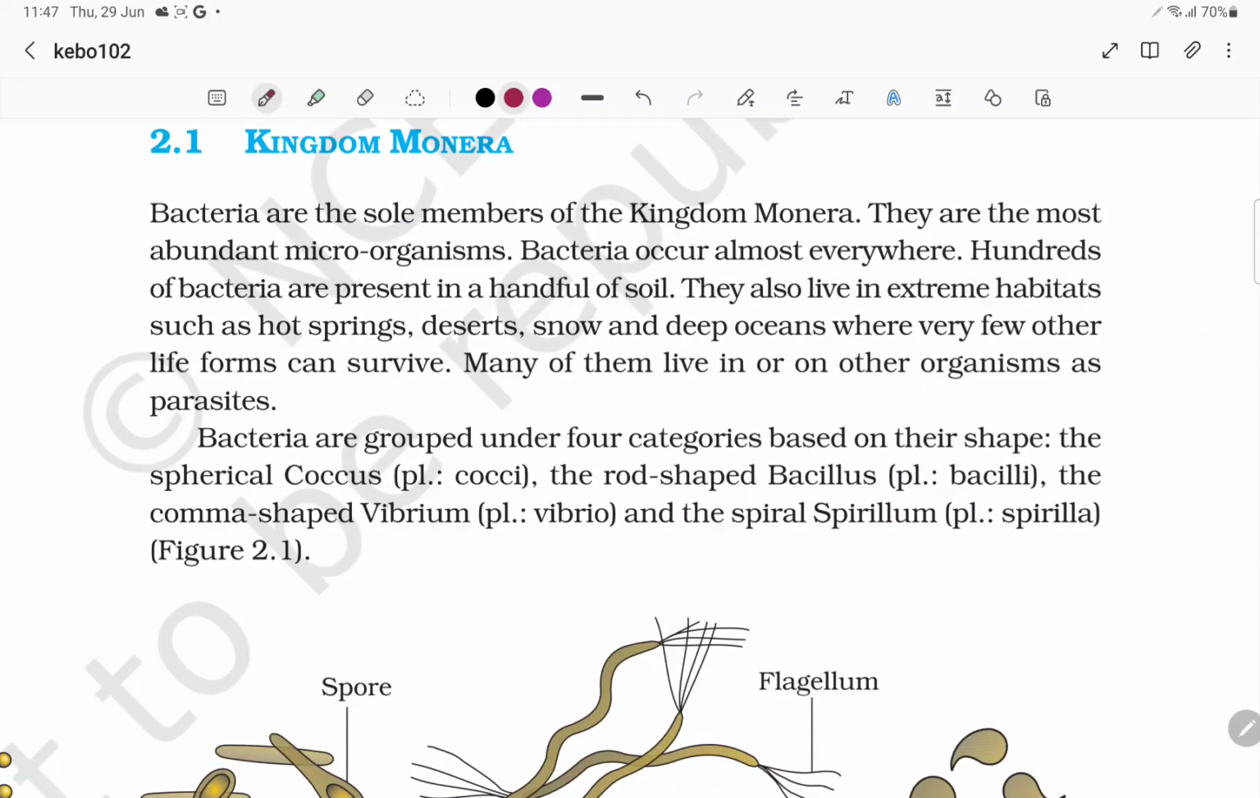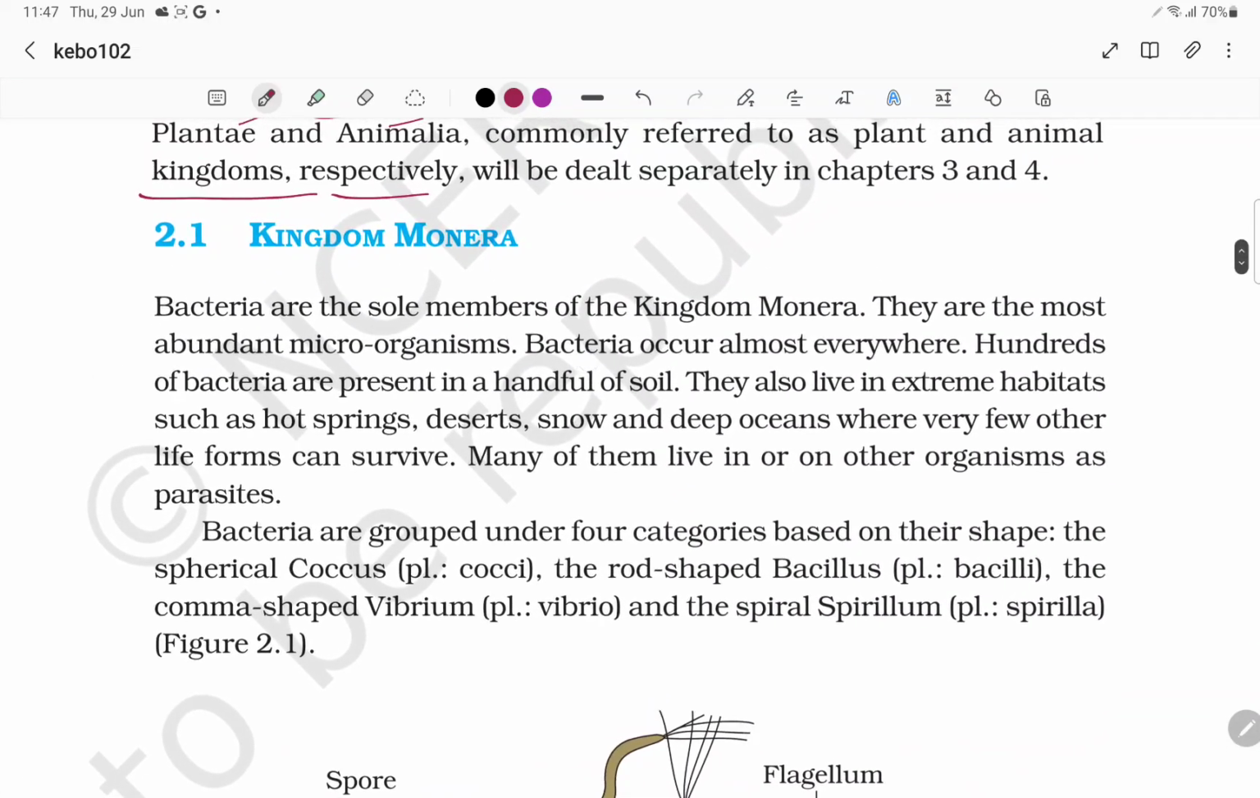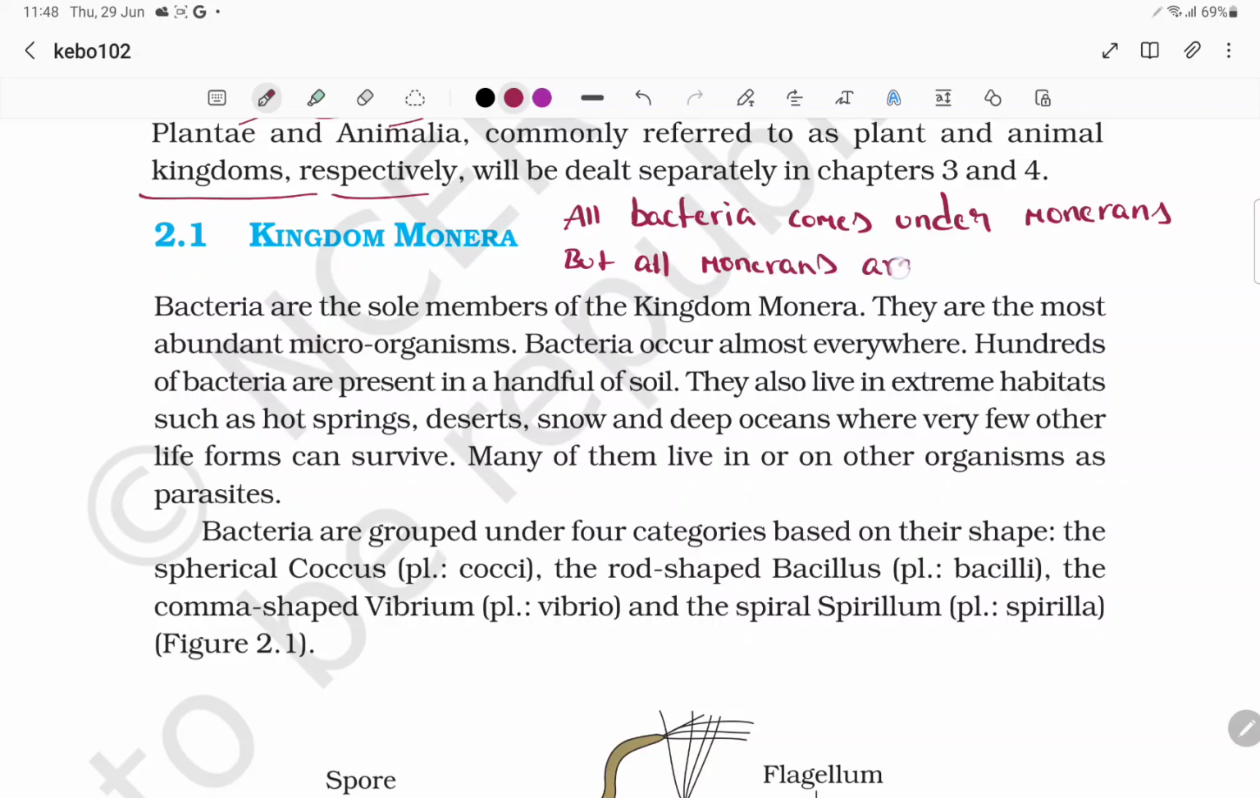But let's understand one statement. All bacteria come under Monera. All bacteria are monerans, but all monerans are not bacteria. Understand? So bacteria is one of the categories under kingdom Monera, but all monerans are not bacteria.